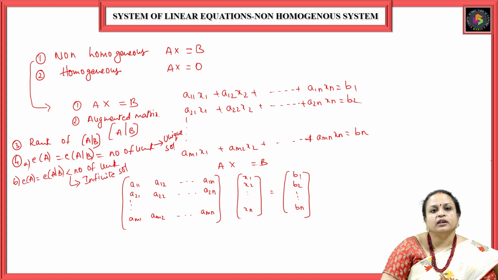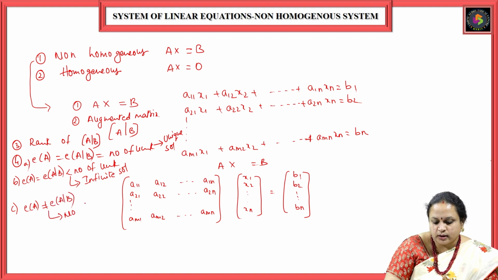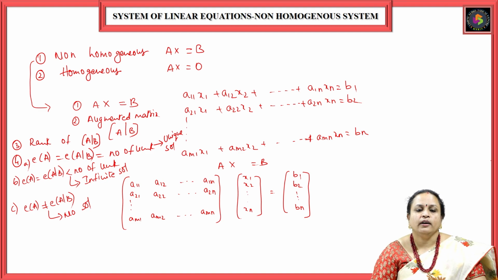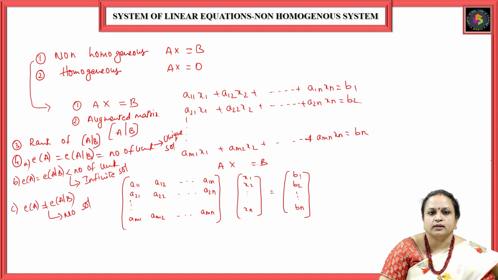It is said to have infinite solutions or many solutions. Then if rank of A is not equal to rank of AB, then the system is said to have no solution. So in the first two cases it is consistent, and in the third case it is inconsistent.